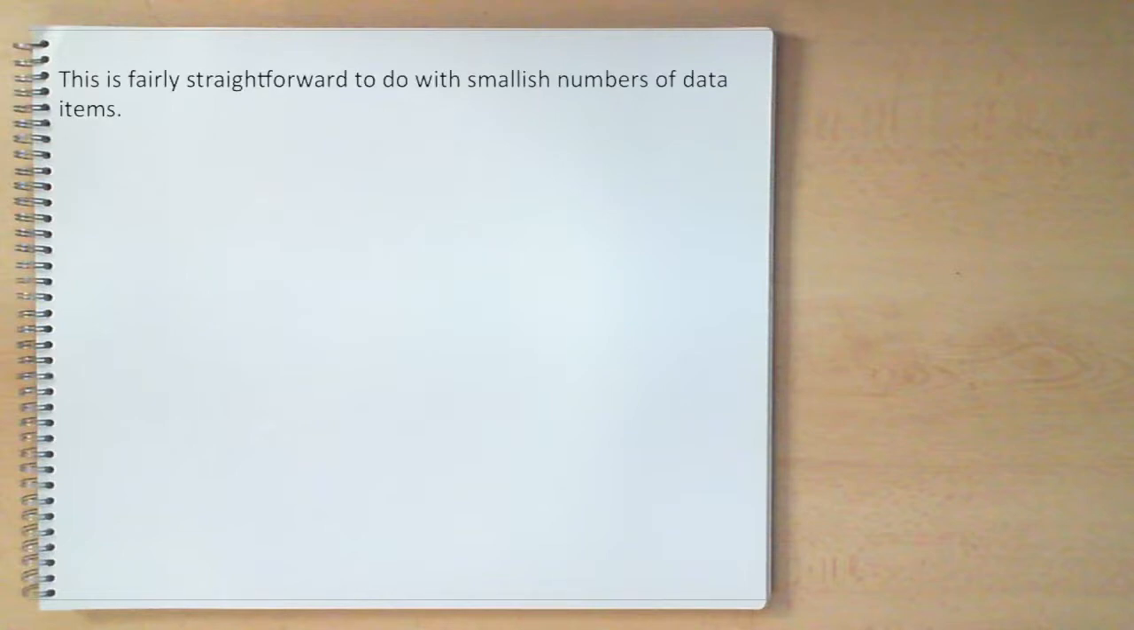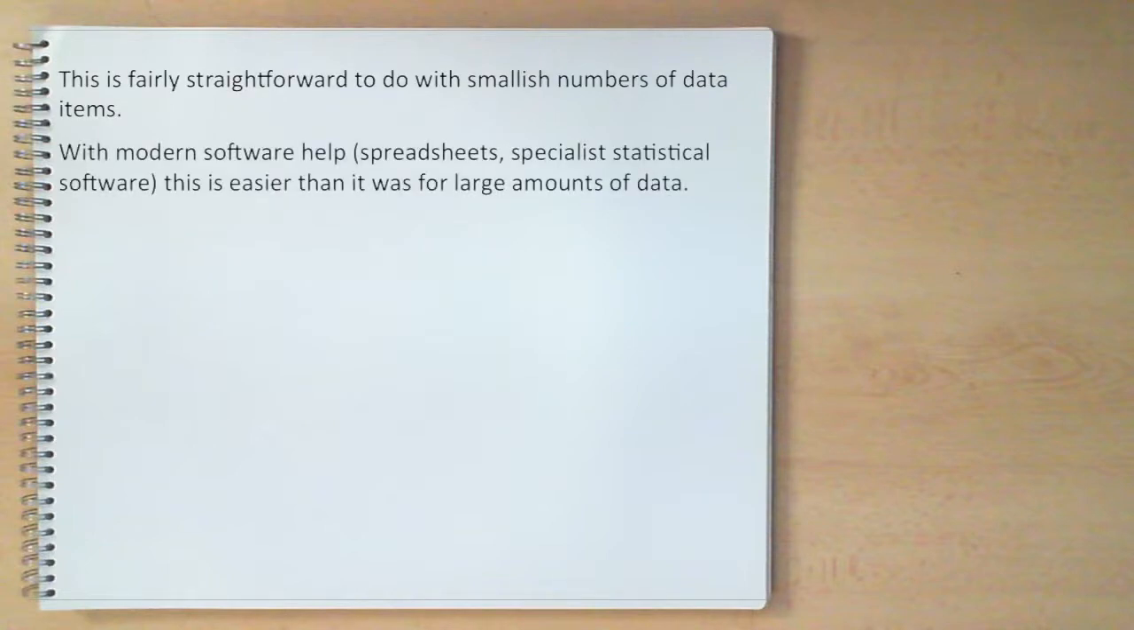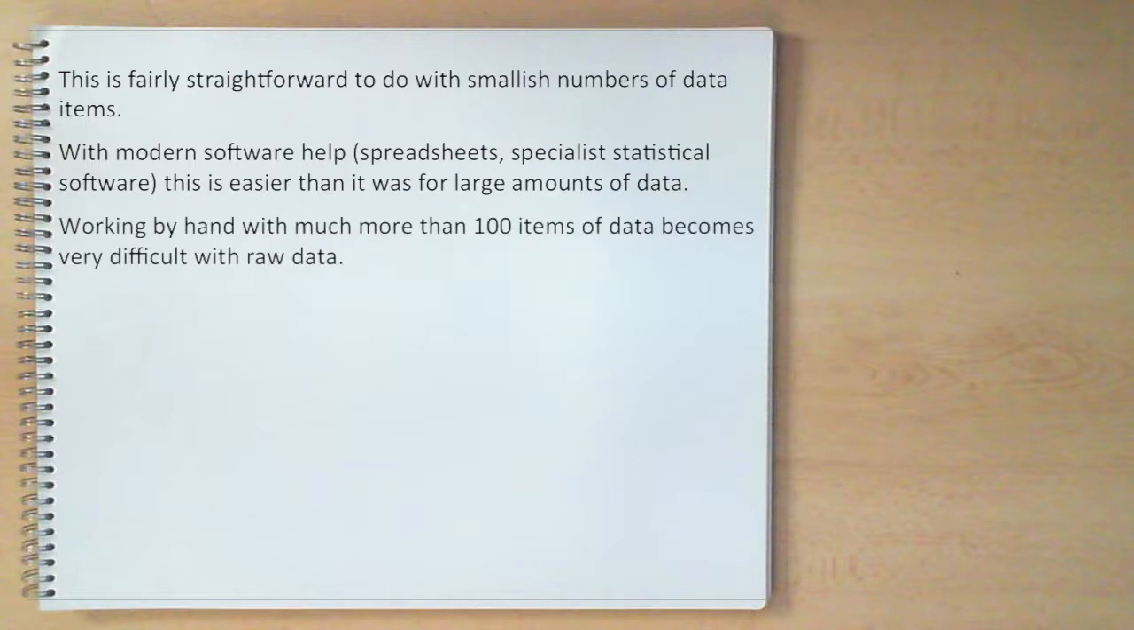It certainly is if you've only got a small number of data items. With modern software such as spreadsheets and statistical packages such as SSAP, this is even easier for larger amounts of data. But working by hand with many more than, well, we had 30 there, and that seemed quite a lot. If you had more than 100, it gets very difficult working with raw data. So with large amounts of data, it's best to work with grouped data, and we'll look at how to do that in a separate video.